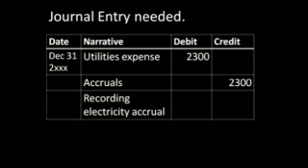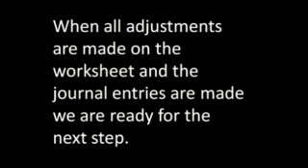When all the adjusting entries are determined, entered into the journal and posted to the accounts, the final trial balance can be obtained. The final trial balance will then be used to provide the information we need to extract and construct the financial statements. This ends our session on adjusting entries.